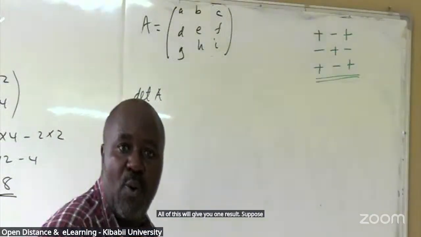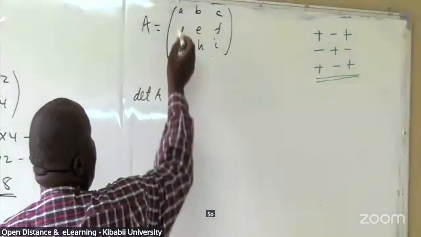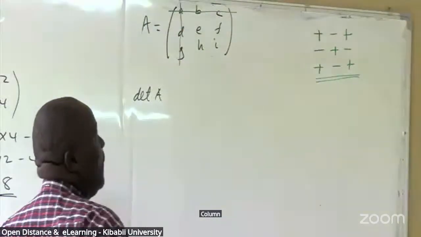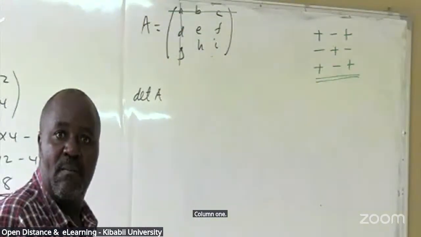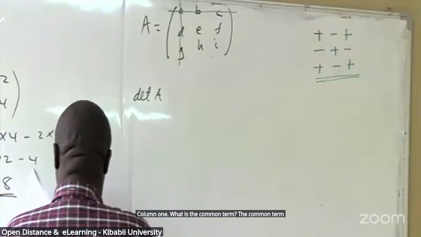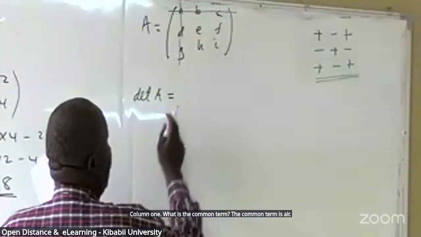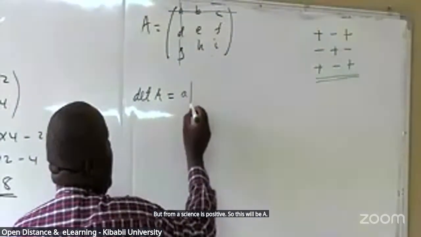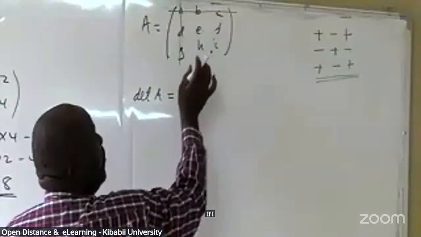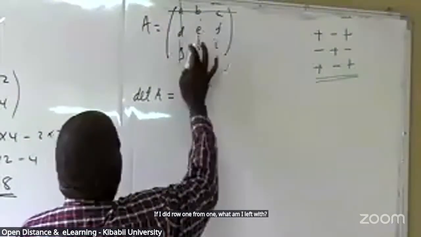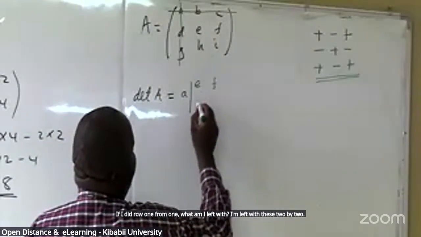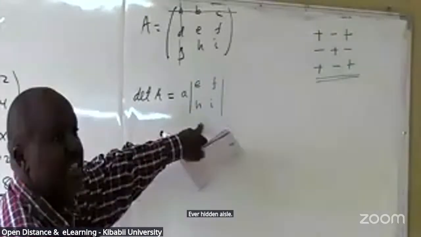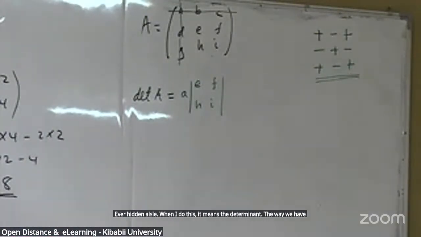Suppose we use row 1. So we want to use row 1. So we are looking at row 1, column 1. What is the common term? The common term is A, and from our signs it is positive. So this will be A. If I delete row 1, column 1, what am I left with? I'm left with this 2 by 2: E, F, H, I. When I do this, it means the determinant, the way we have reflected it here.